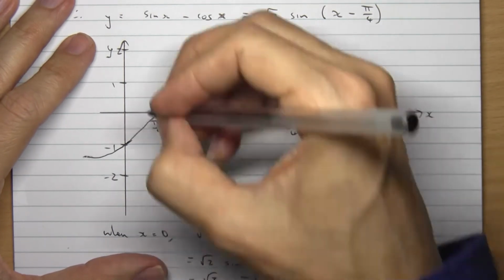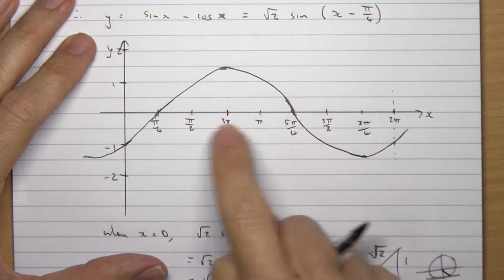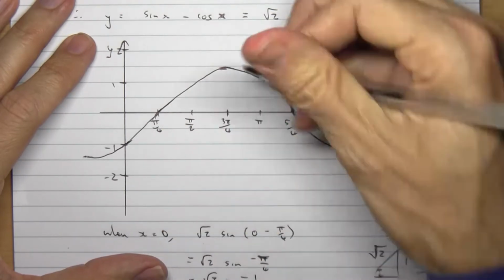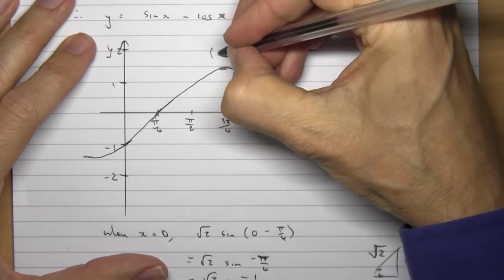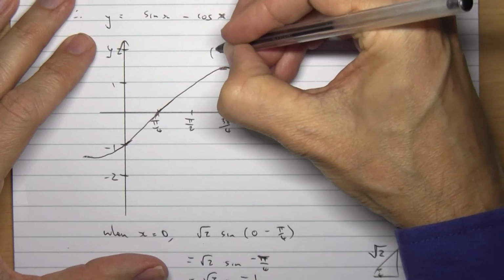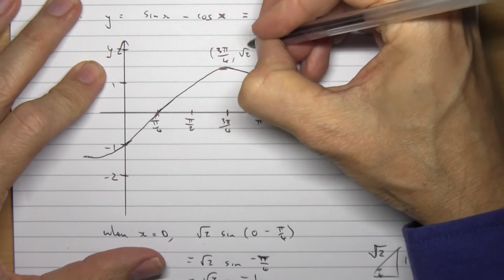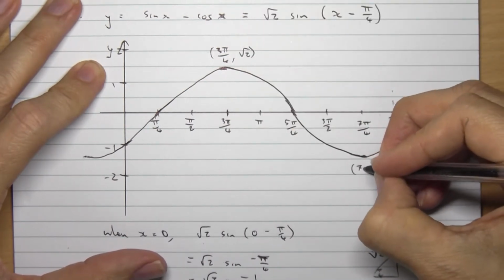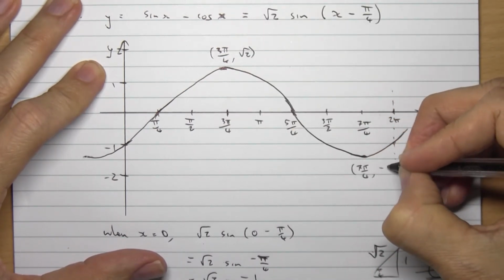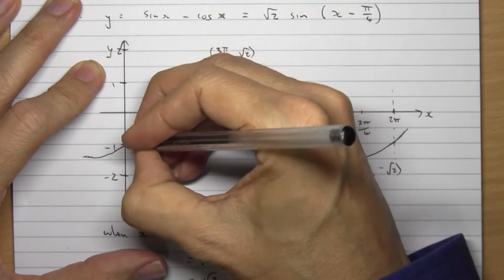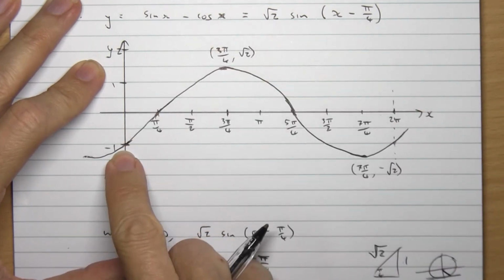Let's label points of interest. These ones are already labelled, so that's okay. My maximum point is 3 pi on 4, root 2. My minimum is 7 pi on 4, negative root 2. And my y-intercept is labelled as negative 1.